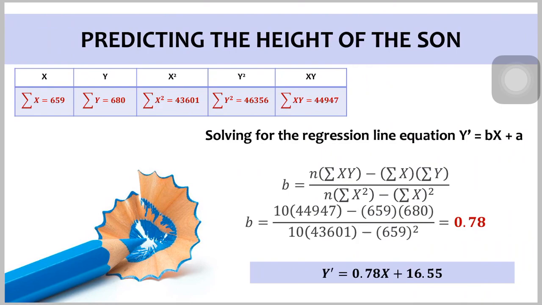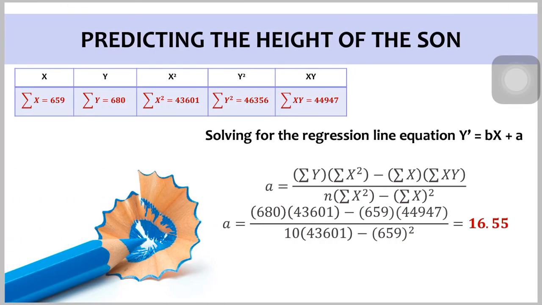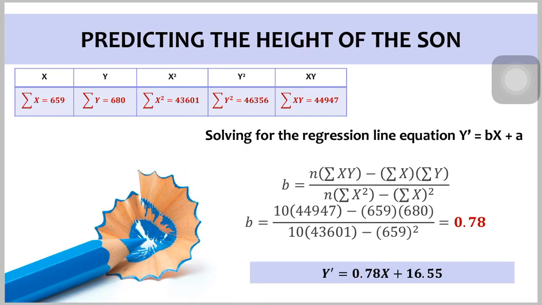Now let's solve for the value of b. You could pause this video and solve the problem on your own. The value of b is 0.78. Again, our a is 16.55, while b is 0.78. We substitute this to the original formula for the regression line equation. That's y prime equals 0.78x plus 16.55. This is the equation of our regression line.